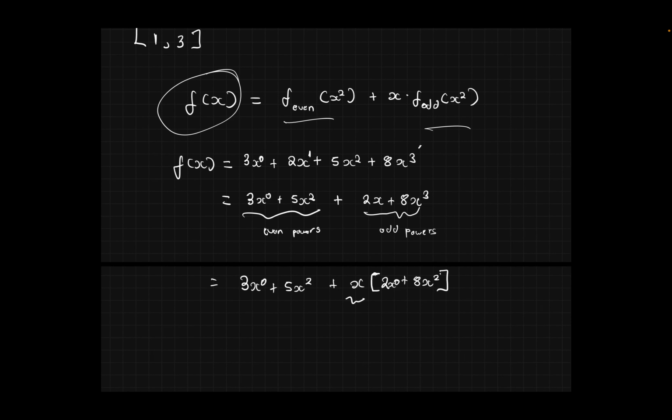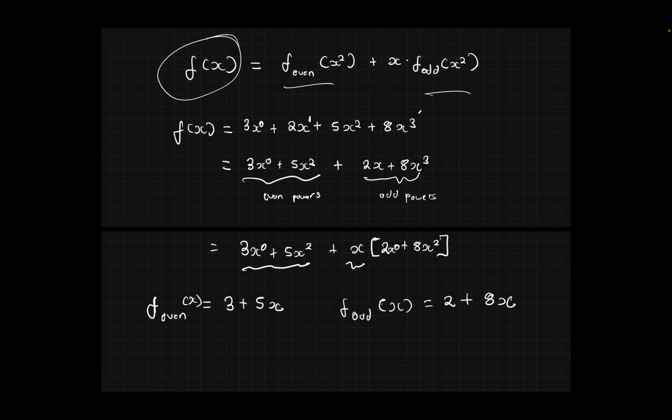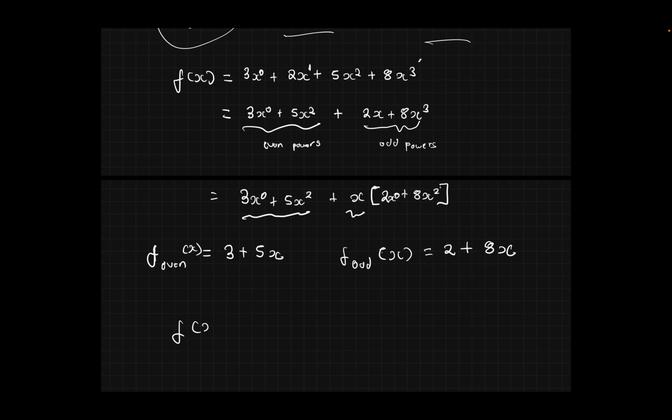Okay, so now let's factorize out x squared from each of them. So let's say our f even is going to be 3 plus 5x. Then our f odd is going to be 2 plus 8x. Then, remember how we wrote our f of x? f of x is equal to what? f even of what?